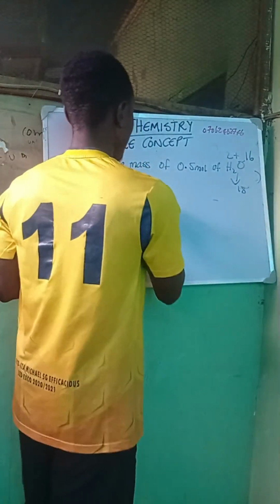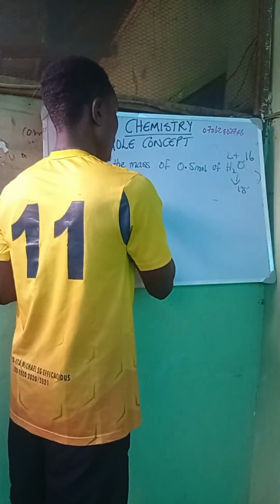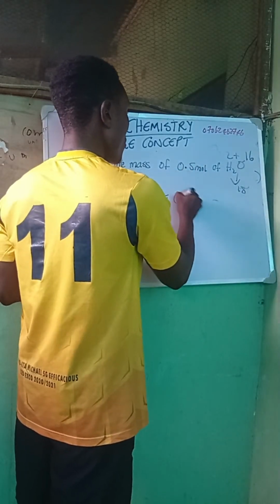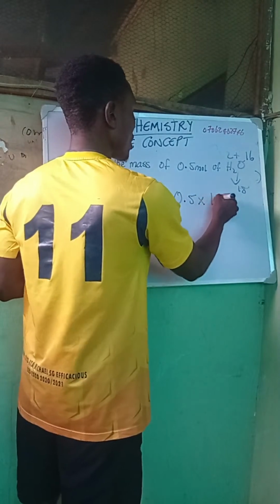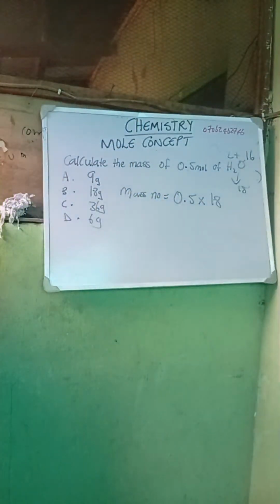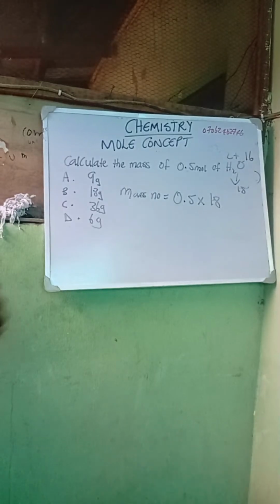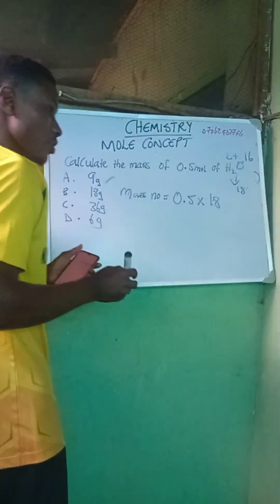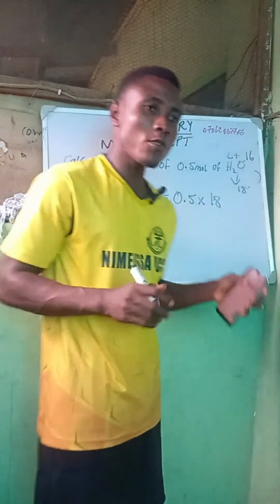So what we are looking for is the mass. Mass is equal to the number of moles times the molar mass. The number of moles is 0.5 times 18. So 0.5 times 18, what is it going to give us? That is our answer. Our answer there on the board is option A, which is 9 grams.